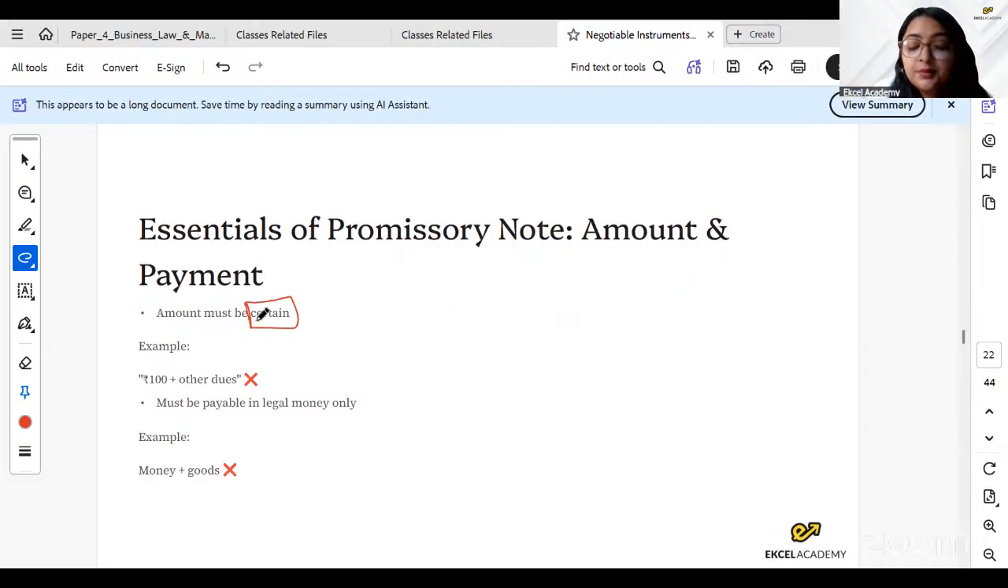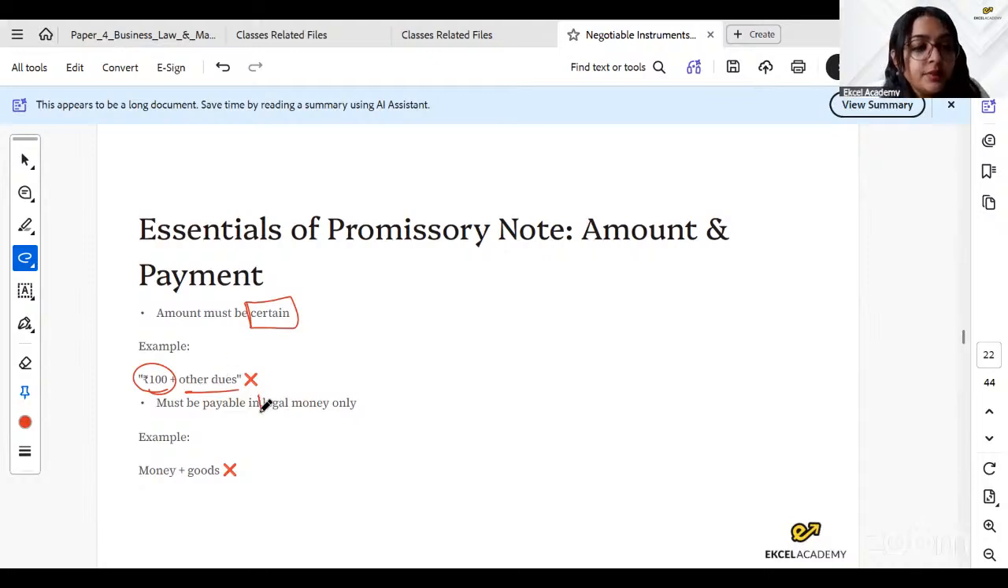All right. Next, amount and payment. Amount must be certain. Okay, so I will pay you the best amount for this car. No, you should specifically mention the amount. Or I will pay you the debt. I will repay the debt to you on 31st March. No, you need to mention specifically what is the amount that you are going to pay. Okay, so 100 rupees plus other dues. No, rupees 100 is certain, but the other dues is not certain, right? Which makes the promissory note invalid.